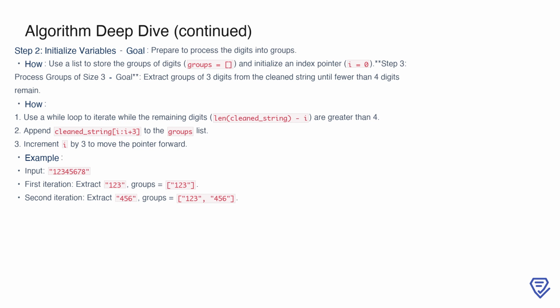Next, we focus on processing groups of size 3. Using a while loop, we repeatedly extract 3 digits at a time from the clean string, as long as there are more than 4 digits remaining. With each iteration, we append the substring cleaned_string[i:i+3] to the groups list and increment i by 3 to move to the next block of digits. For instance, given the clean string 12345678, the first iteration extracts 123, adding it to the groups list. The second iteration extracts 456, resulting in groups equals 123, 456. This continues until 4 or fewer digits are left.